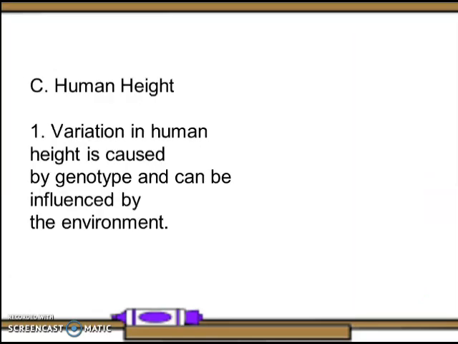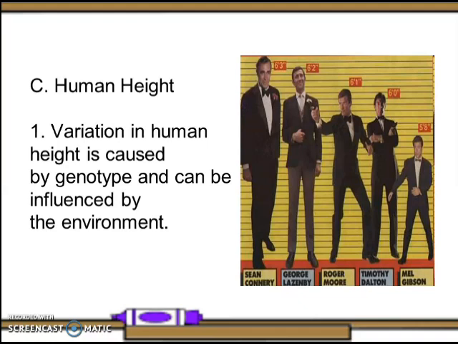Next is human height. Height in humans is very strongly genetically controlled, but there are many different genes that control height, and this is why people are not the exact height of their parents. Variation in human height is caused by genotype and can be influenced by the environment. Example, a person has inherited a number of dominant alleles for tallness and has the potential to grow tall. However, if the diet is poor, the body cells do not have sufficient nutrients for maximum development of the growth potential.